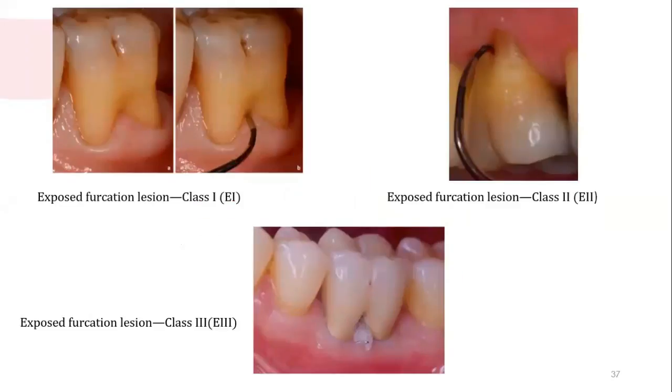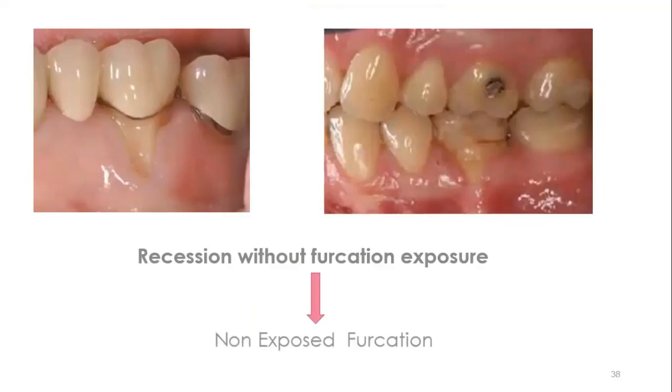Again, imagine that we are in the clinic. We can find here the furcation involvement in the first picture, which is incipient, and the Nabers probe can go into the furcation involvement about 2 millimeters or sometimes less. Class 2, which is more than 2 millimeters, sometimes 3 or 4, and the furcation involvement class 3, which is through and through and already exposed clinically. Recession without furcation exposure is considered non-exposed furcation involvement.